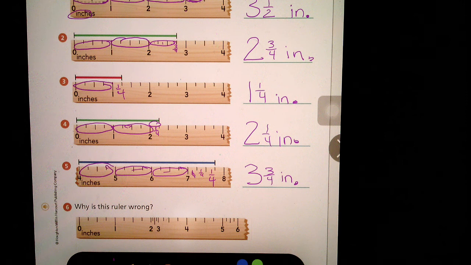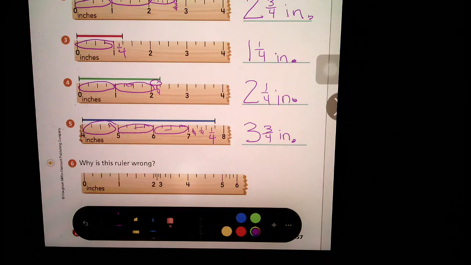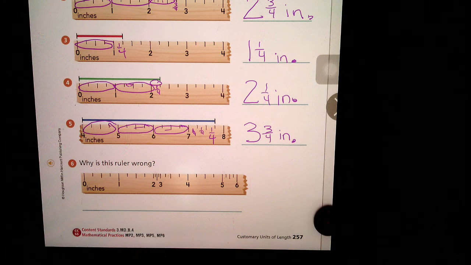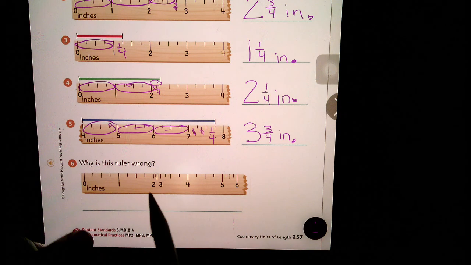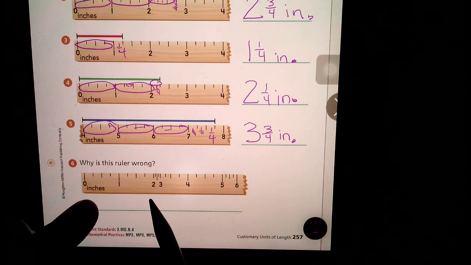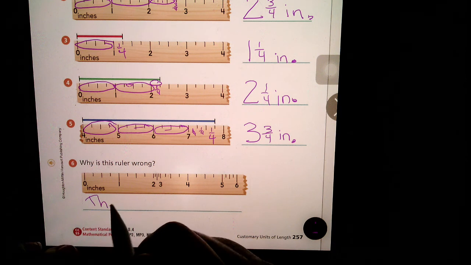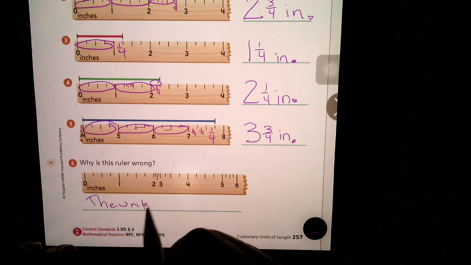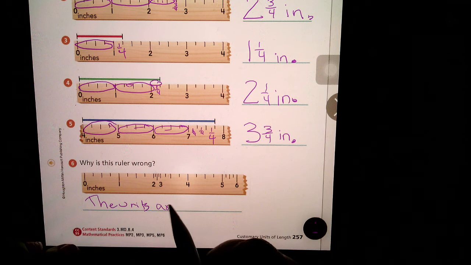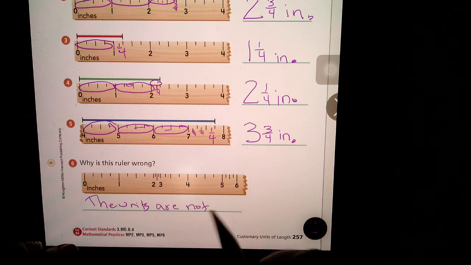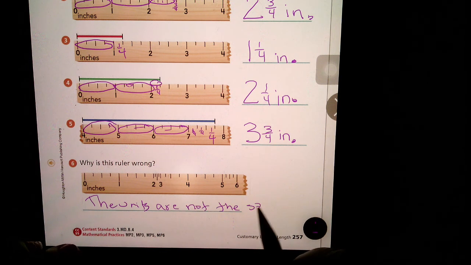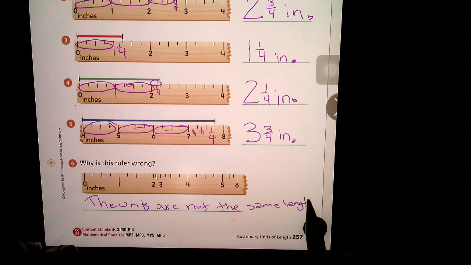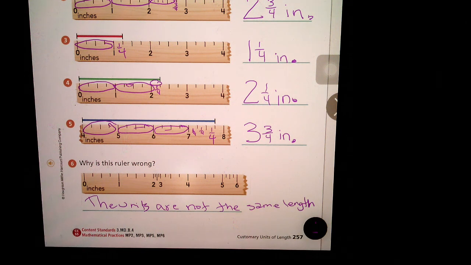They want you to talk about why this ruler is wrong. Okay, so if you wrote that the units are not the same length, that is correct. The units are not the same length. That's what you have to do with a ruler. They have to be the same length. So we're going to continue to the next page.